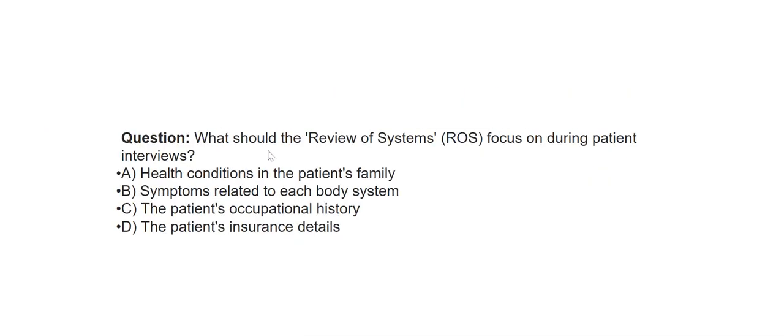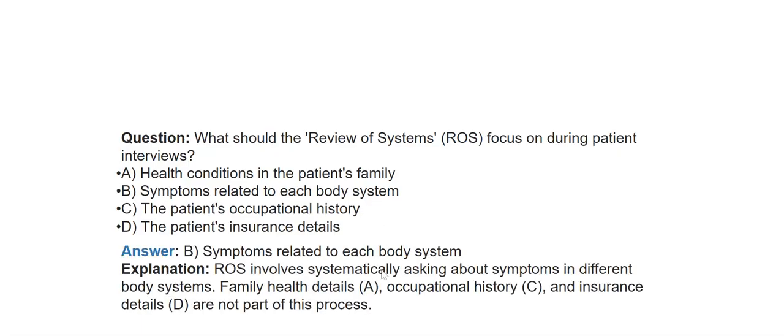Question 5. What should the review of systems, ROS, focus on during patient interviews? A. Health conditions in the patient's family. B. Symptoms related to each body system. C. The patient's occupational history. Or D. The patient's insurance details. So it's review of systems, or review for each system. So B, symptoms. The answer would be B. Symptoms related to each body system, as review of systems, or ROS, involves systematically asking about symptoms in different body systems.